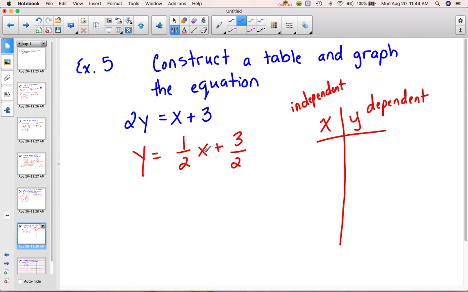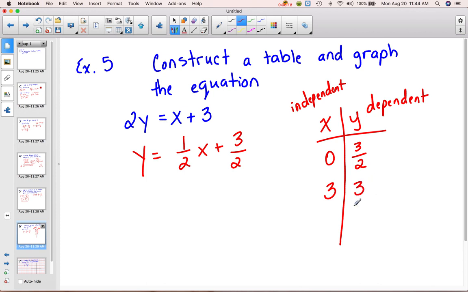Now, when I pick values for x, actually, maybe it wouldn't really matter. A lot of times I would make smart choices, like I might pick a 6 or an 8, evens, because of this 2 down here. But because I have a 3/2 here, it probably doesn't make a difference. I usually will pick a 0. Plugging in a 0, I get 3/2. That's easy to do. I'm going to pick a 3, because then I get 3/2 plus 3/2, and 3/2 plus 3/2 is 6/2, which is 3.